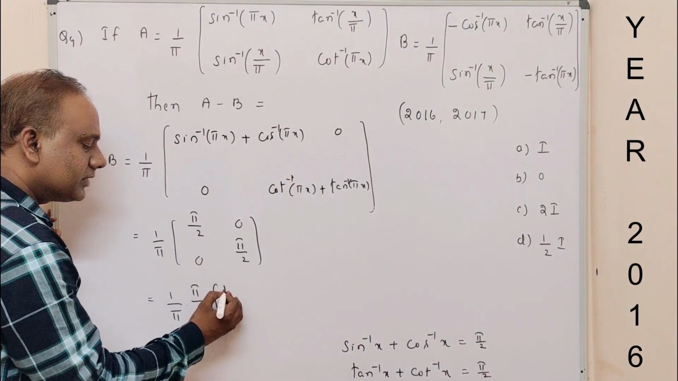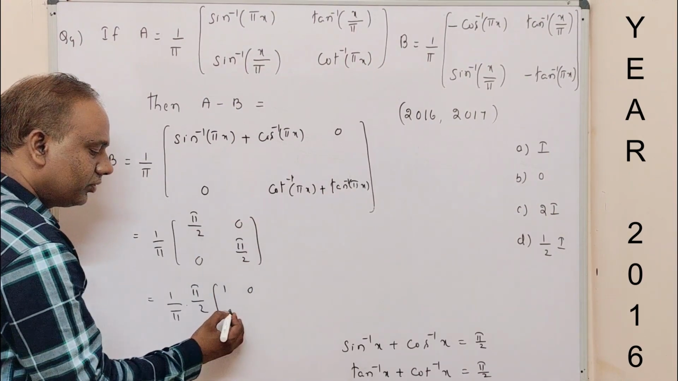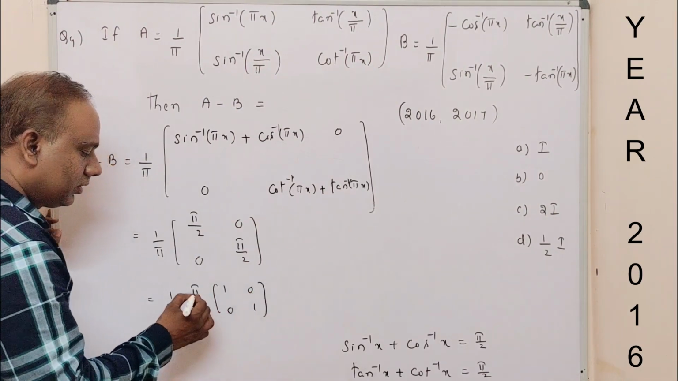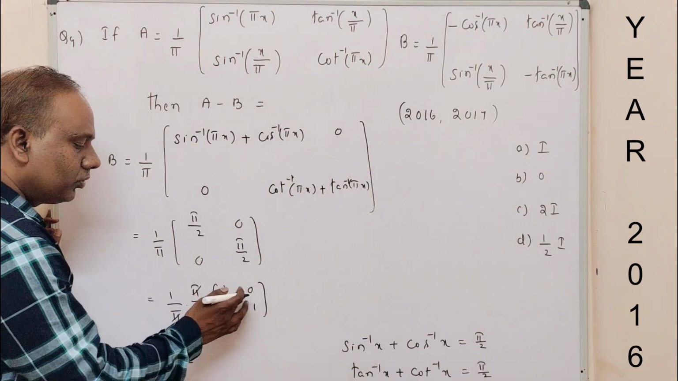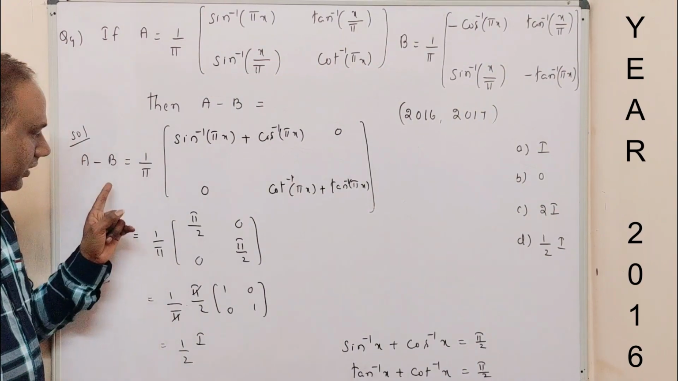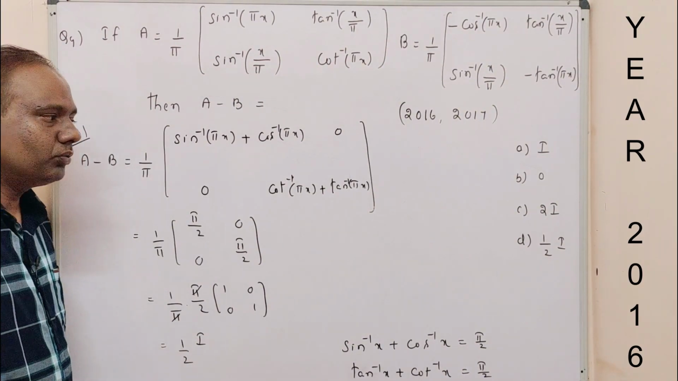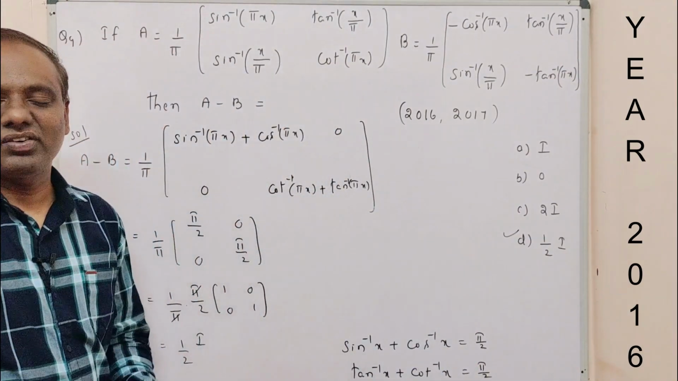Then the remaining is here pi by 2 common. Remaining only 1, 0, 0, 1. Pi cancels. So 1 by 2 times [1, 0; 0, 1] is an identity matrix. So A minus B is equal to 1 by 2 I. Here option D is the correct answer.